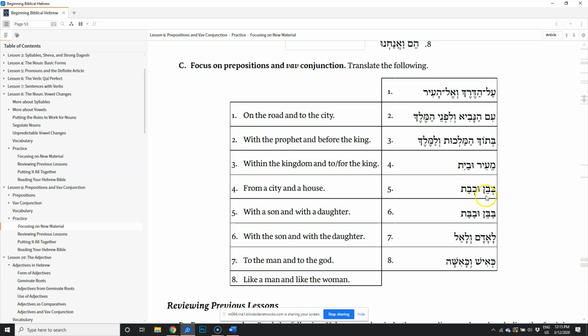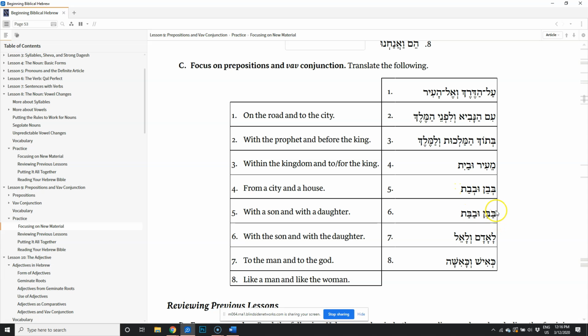Next one, we've got Bevain u vavat. So Bevain is just going to be in or with or at a son, and in or at or with a daughter. Since you don't have context here, you can translate it however you like. But whichever one you choose, if you do have context, you need to be able to explain your choice from the context.